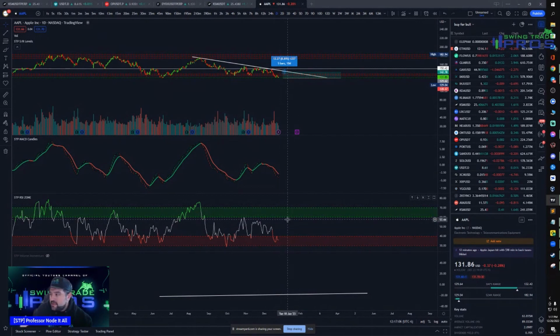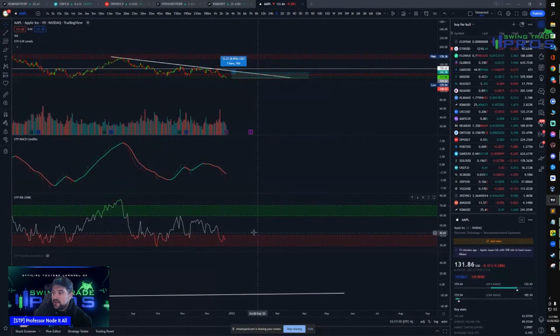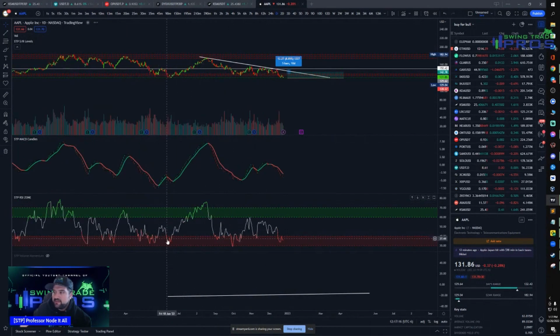All right. So how to use the STP RSI zone. Every single time we come down to this, probably close to the oversold territory, even in the red zone, we can see every single time we're in this red zone, we get a nice move up. Even if it isn't a big move up here on the daily chart, we could see back here from this June low, we had this low and the same low.